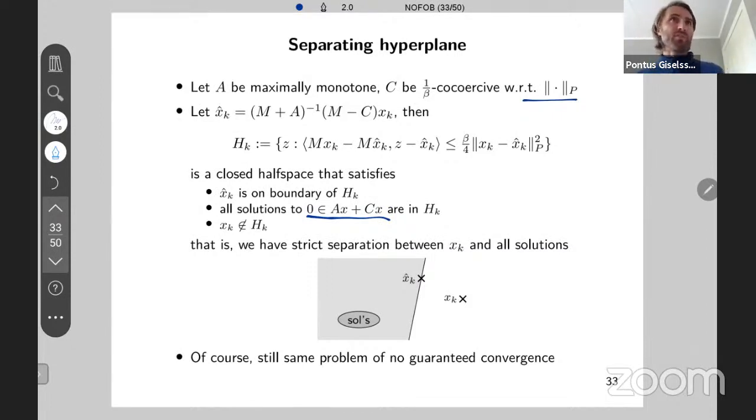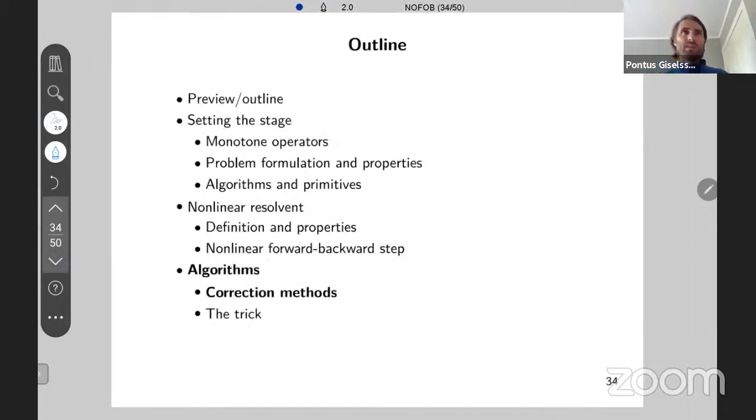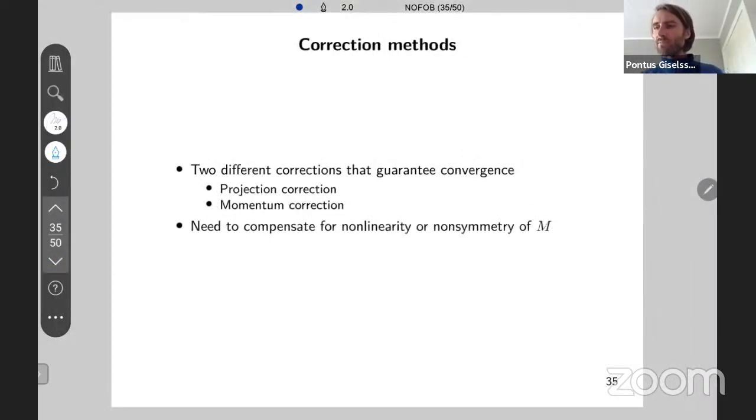And of course, since one special case of this is that C is 0, and a special case of that resulting thing is that we have no convergence if we iterate just this thing. We cannot expect convergence here. So we need to have some type of correction in order to have convergence. So let's see how we do that.